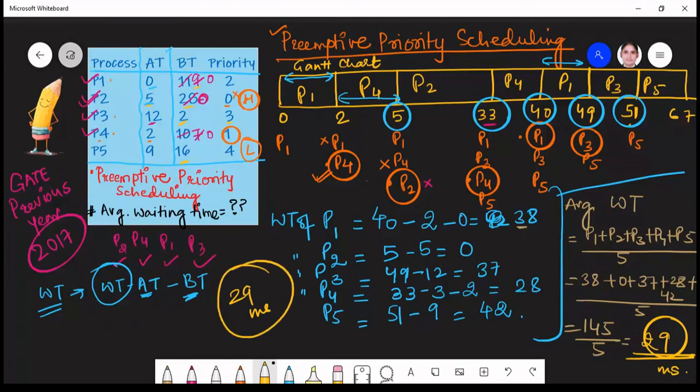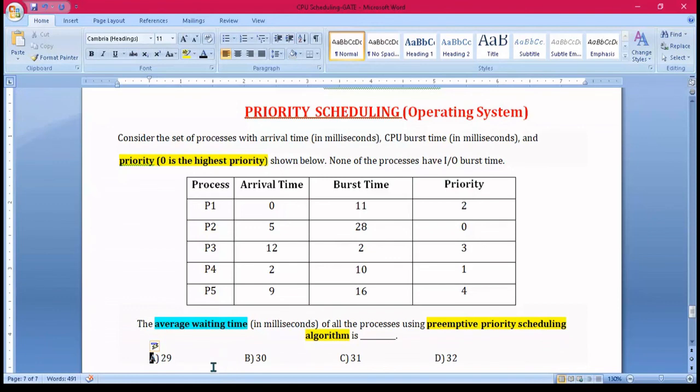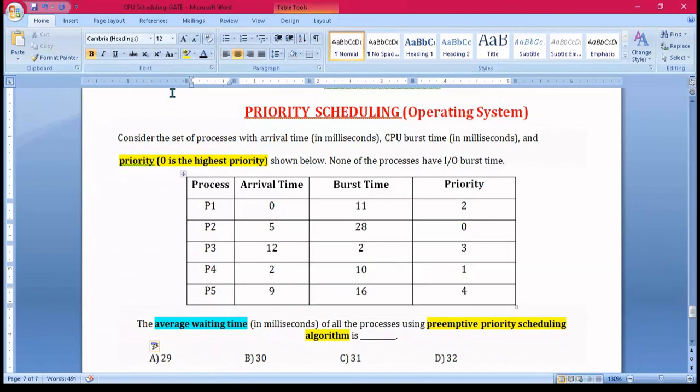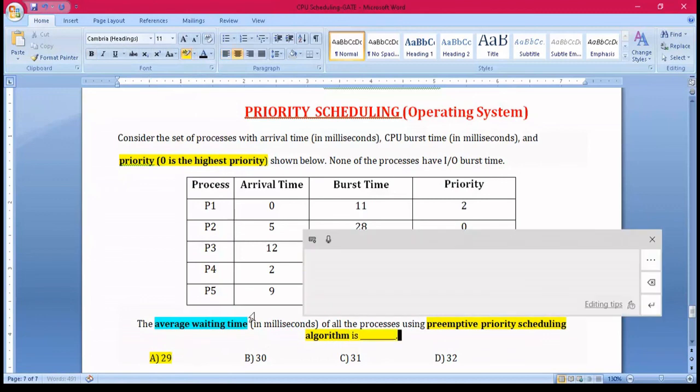So now let's go to the question and see the answer. As you can see from here, the four options given to us are 29, 30, 31 and 32. Out of which, what is the correct answer? The correct answer is this, 29, right? This is your correct answer.